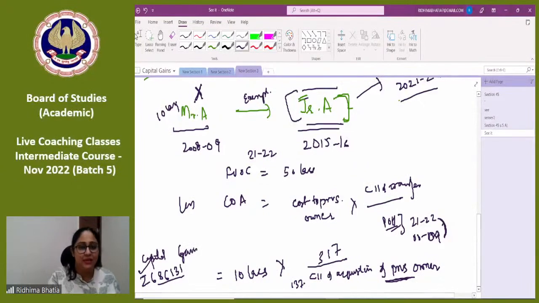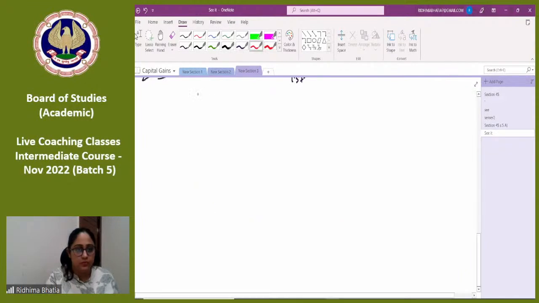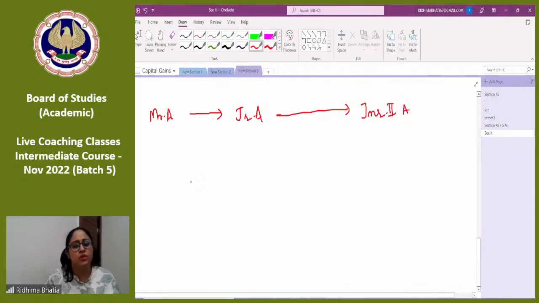Now let's take another example, then I'll take it out. Mr. A has transferred a property through will to Junior A. Junior A transferred that property to Junior 2A, whatever you want to say. Junior A sold the property to his friend Mr. M.